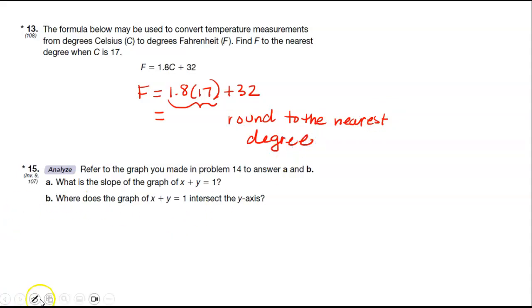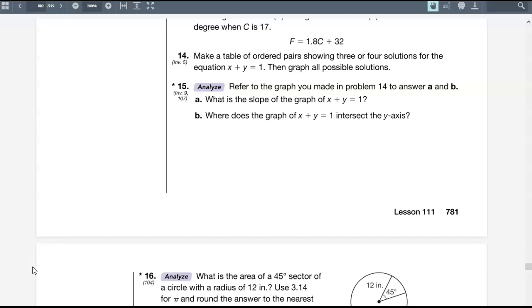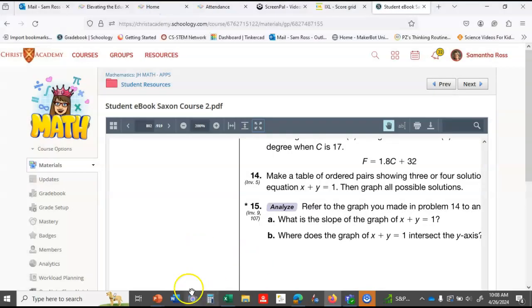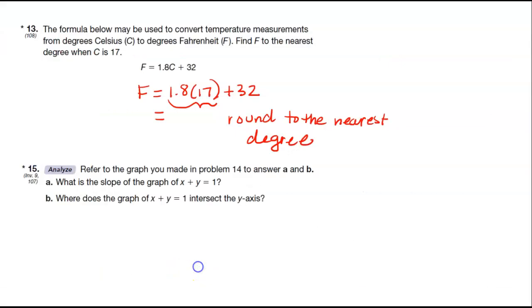Okay, let's do a different color. It says refer to the graph you made in 14. Uh-oh, hold on. Number 14 says make a table of ordered pairs showing 3 or 4 solutions to the equation x plus y equals 1, and then graph it. So let's go back. Let me see if I can do this, and then we'll go back to here.